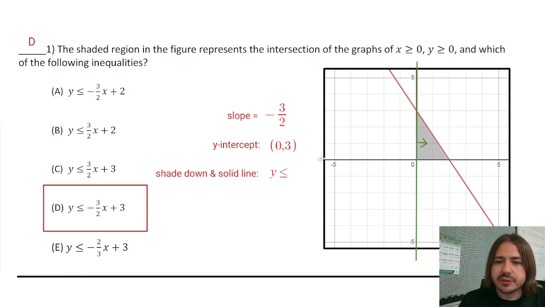Y is greater than or equal to 0 is this horizontal line where y equals 0. Since it's greater than, we're going to shade up. And then the last inequality that is bordering the shaded region is this red line you see pictured here. So that's really the one we're looking for. One thing you might notice is that the shading here is down. Okay, so the fact that we have a solid line and that we're shading down, that tells you that the inequality symbol we're going to use is less than or equal to.